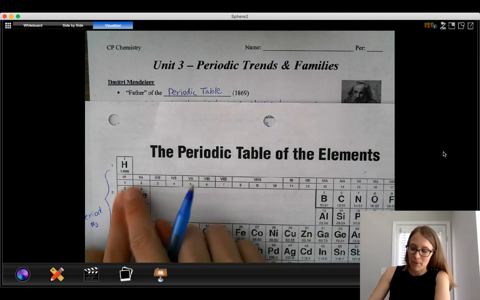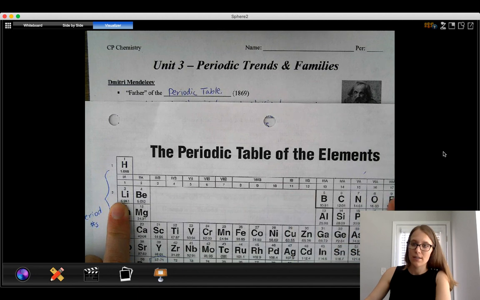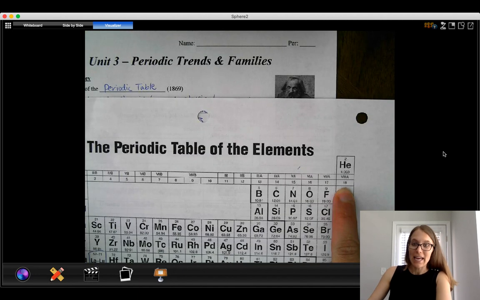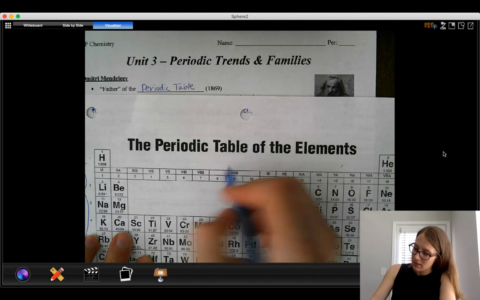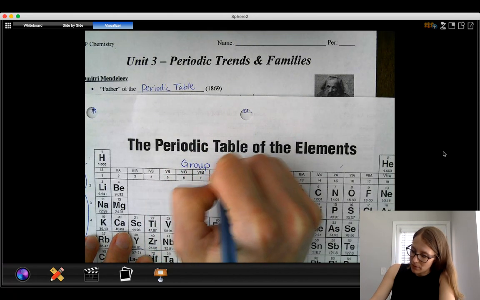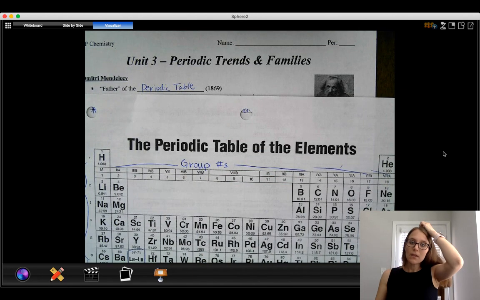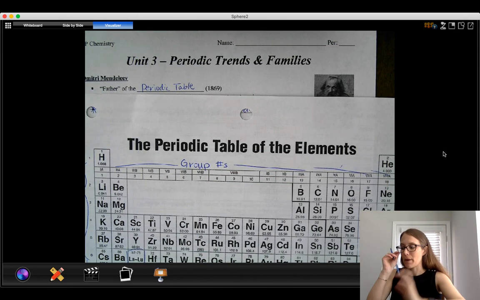Instead of being at the very, very top, they're right here. So 1, 2, 3, 4, all the way across until we get to the end. That's group 18. So this right here is our group numbers that are on here. So 1 through 18 for our group numbers.